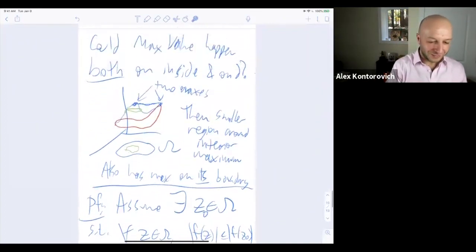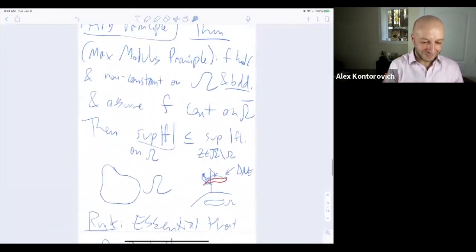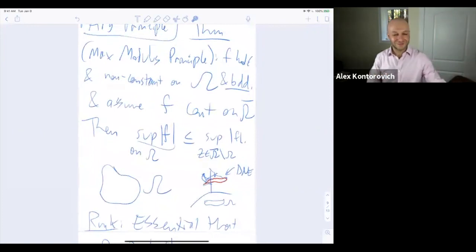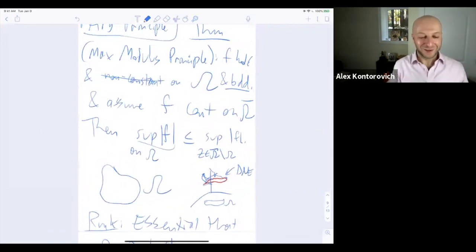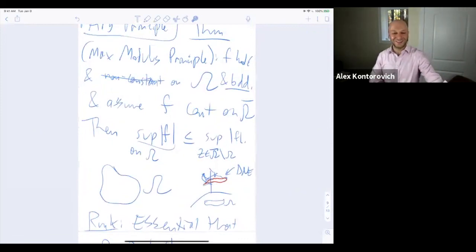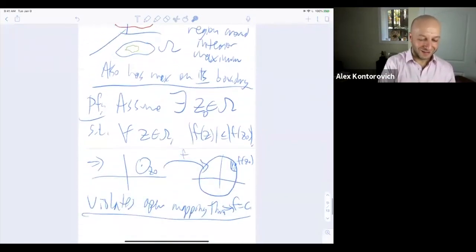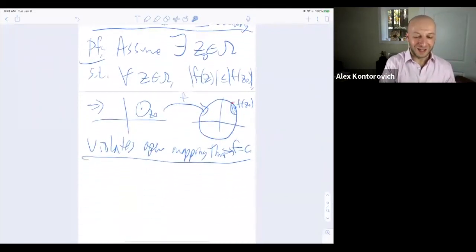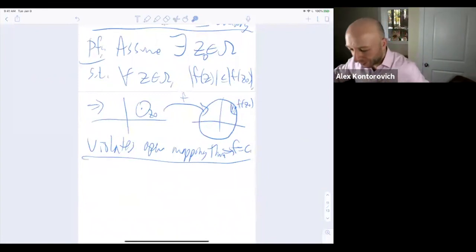Did I say the function has to be non-constant? I don't have to say that it's non-constant, actually. It's true. If it's constant, it's not vacuously true, but it's trivially true. Okay? If it's constant, then it's fine. And if it's non-constant, then the open mapping theorem says this can't happen. I need a ball around f of z0. Make sense? All right. What else can we do?